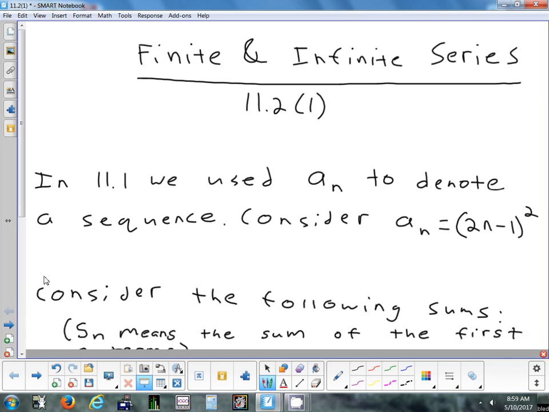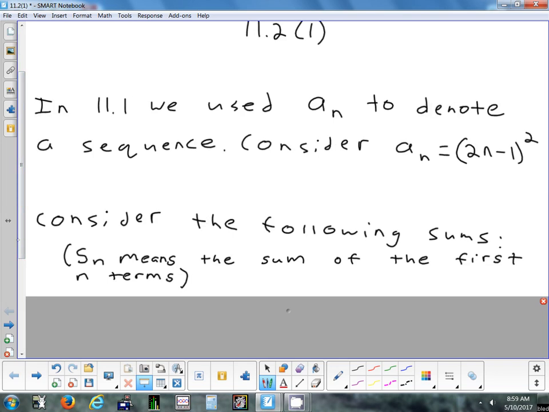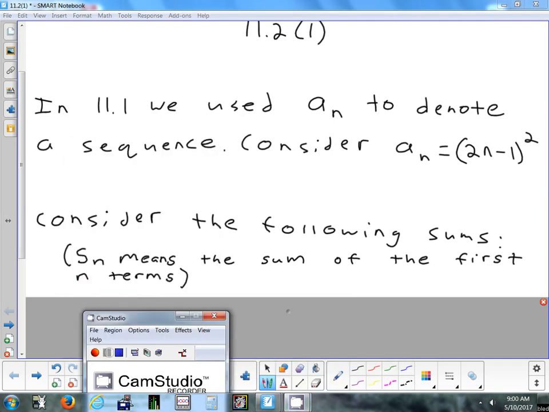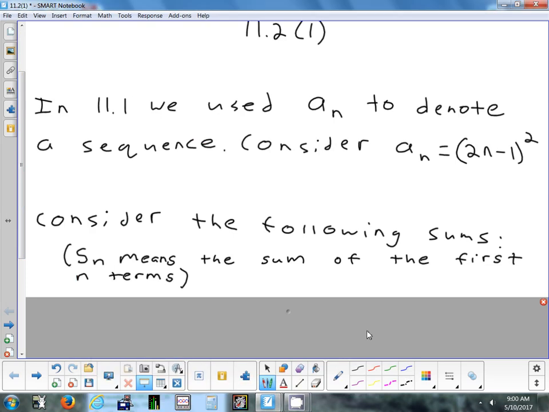All right, so now using that sequence, what I'm going to do is generate some terms, and I'm going to add them up. If you plug in 1 for n, what's 2 times 1? 2. Minus 1? 1. And then if you square it? 1. So if you add up the first 1 terms in that sequence, you get a 1. If you add up just that first term, that's all it is. There's nothing to really add up.